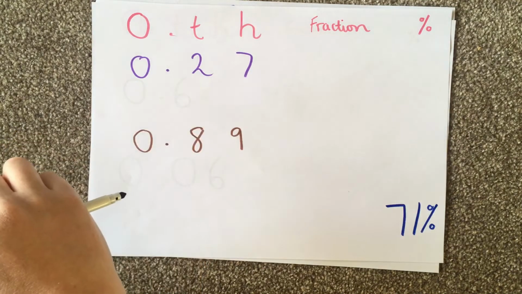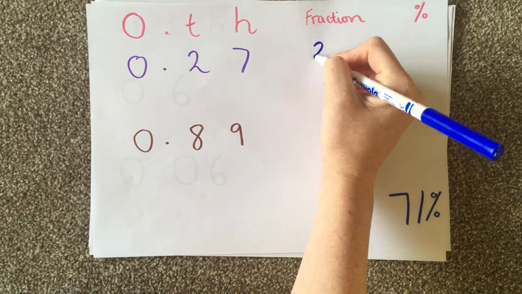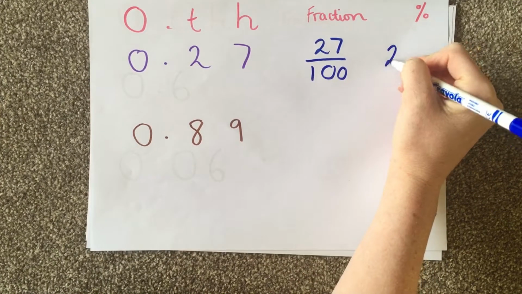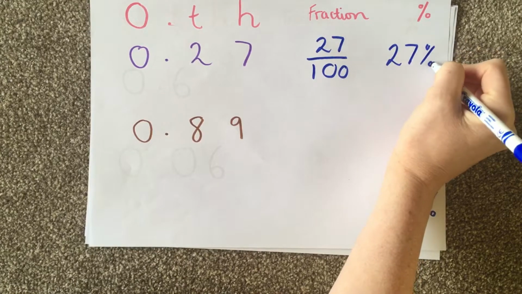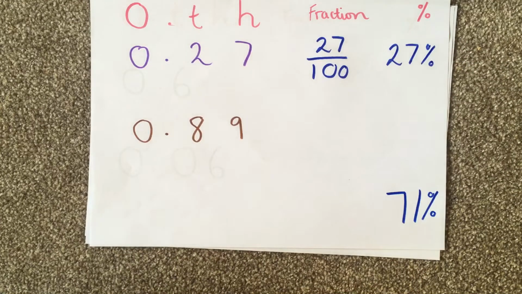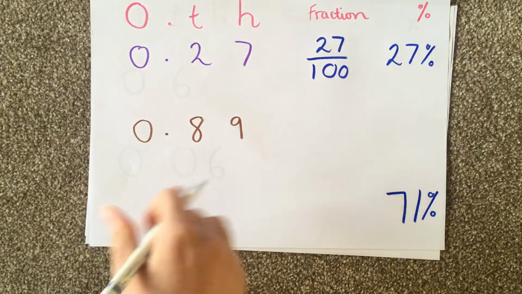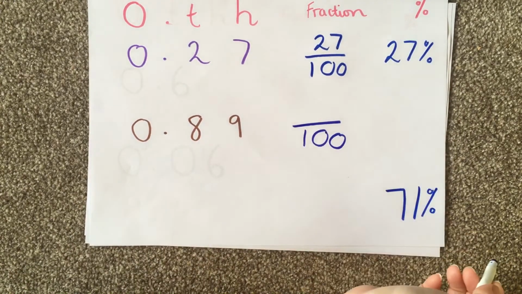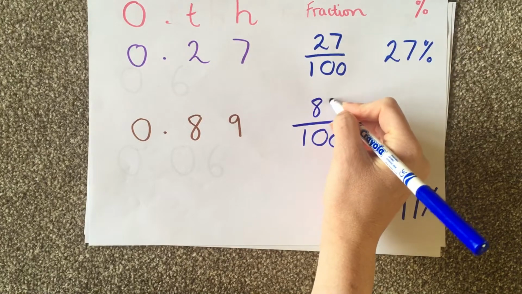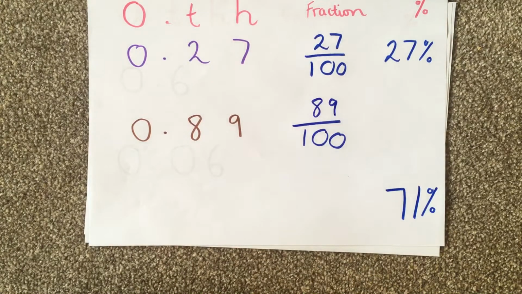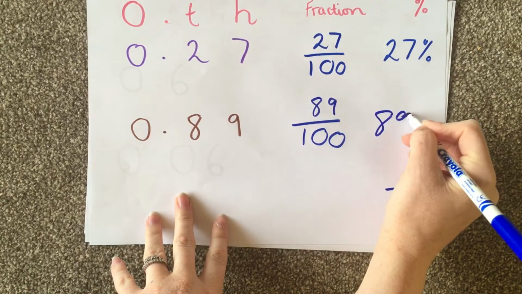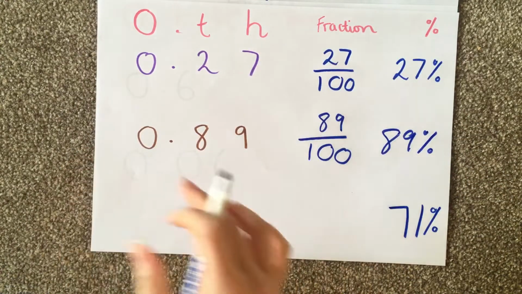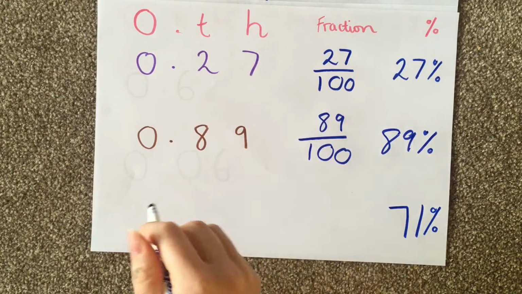If I had 0.27, then that would be 27 hundredths, or 27%. Maybe you could have a think about the next one before I tell you. If I had 0.89, what would that be out of 100? Hopefully you've got that it would be 89 out of 100, which would also be 89%. There are nice simple links here and patterns, and this is a perfect time to be following patterns.